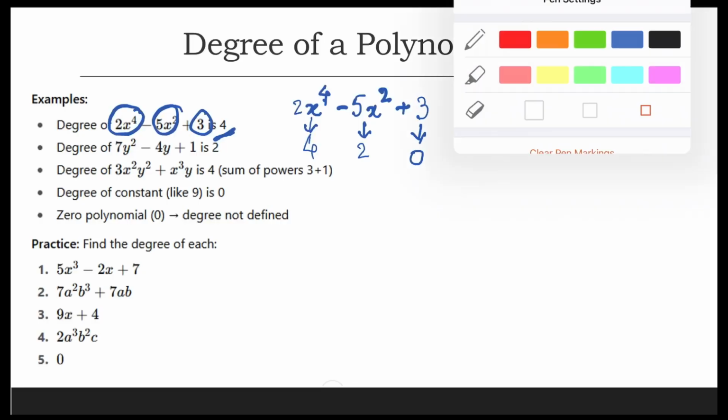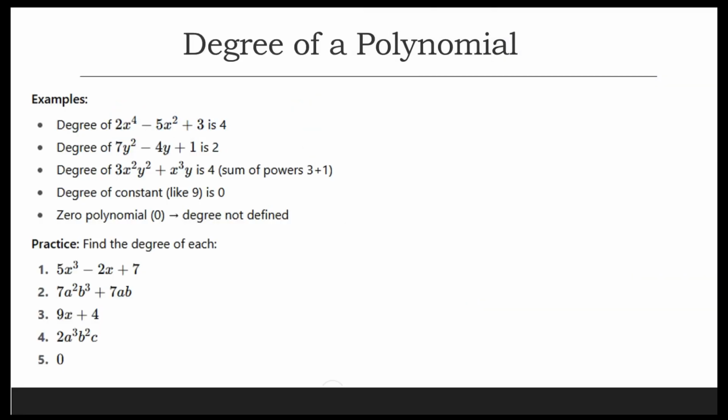Now, let's look at this one. The highest power of the first term, 7y square, is 2. The highest power of the second term is 1. The highest power of the third term is 0 because there is no variable. So the highest of these three is 2. Now let's look at this one.